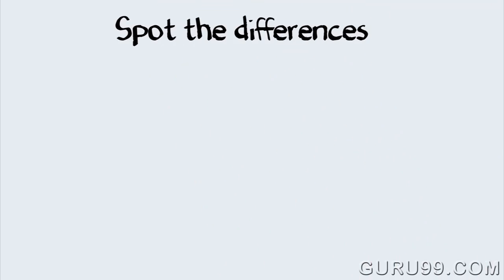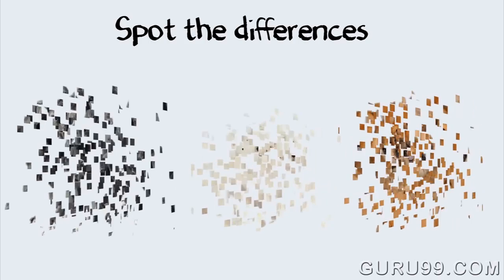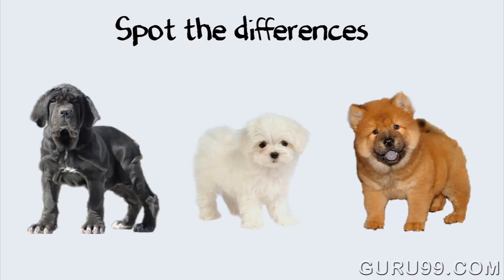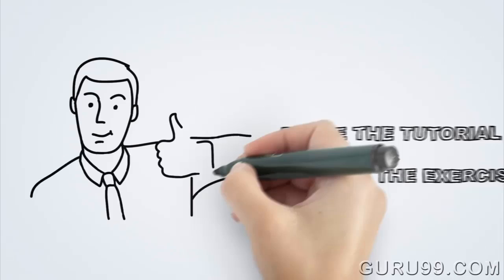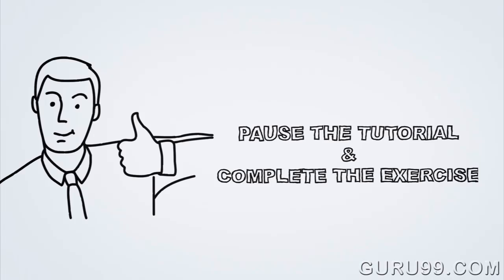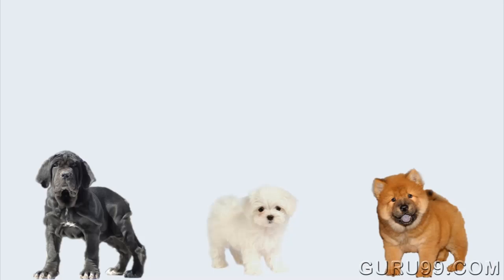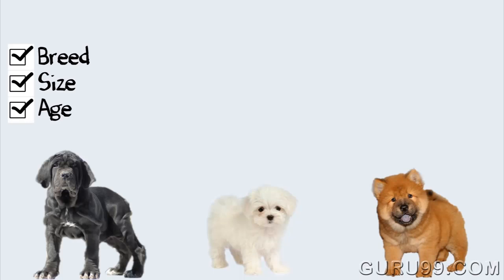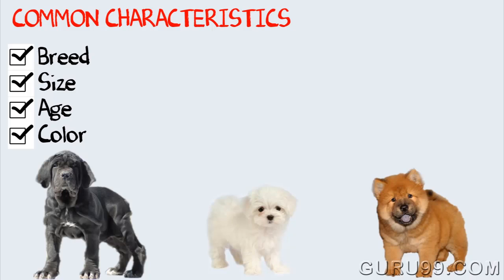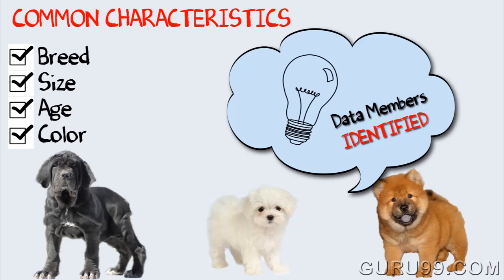First, let's do an exercise. You see the picture of 3 different kinds of dogs? Pause the tutorial and list down the differences between them. I hope you did a good job determining the differences. Some of those differences would be breed, size, age, color, etc. If you think for a minute, these differences also, in essence, are common characteristics shared by these dogs. They can form data members for your dog object.